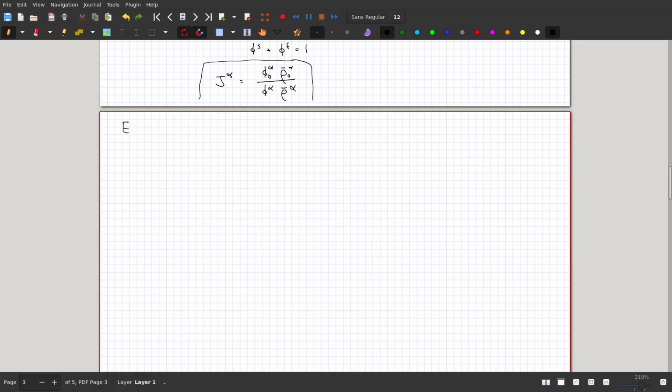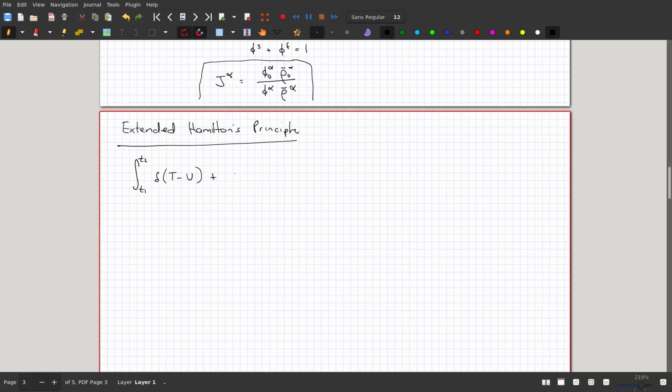We're going to write down extended Hamilton's principle again. There'll be one more term in it this time. So the integral from T1 to T2 of the variation of T minus U plus the variation of W plus the sum over K constraints, dt. So just like before, except now we have this plus del W. That's called the virtual work.